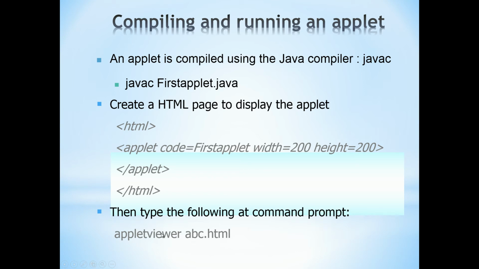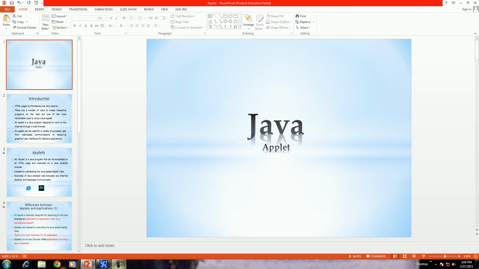Then, using the command prompt, you have to execute that program by using the command appletviewer. If you have an HTML file, then write here the HTML file. If you have a Java program including this code, then you can write here the name of the Java program with the extension .java. Like this, you can compile and run an applet program. Okay, let us see the example.